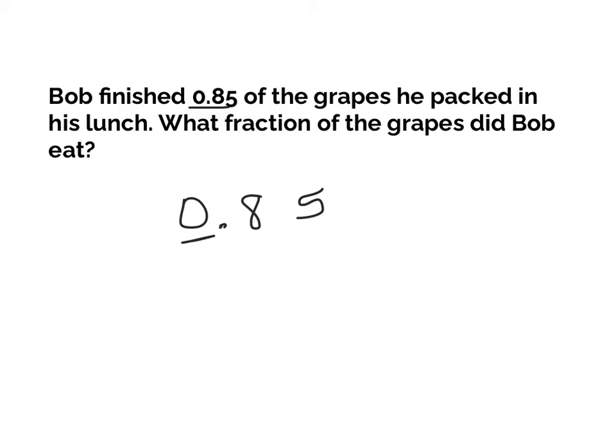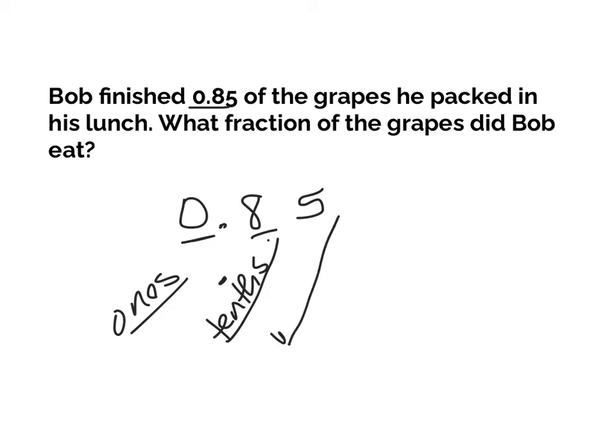Well, we know 0 is the ones place. Then we have the decimal. Then 8 is going to be your tenths place. And then the last one would be your hundredths place. This is the hundredths place. So because it's in the hundredths place, we're going to read it as 85 hundredths. And just saying it that way, you could put 85 over 100.